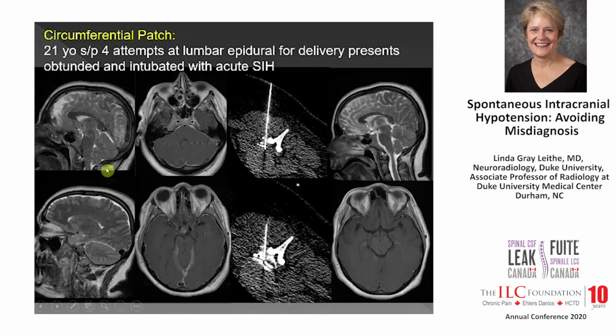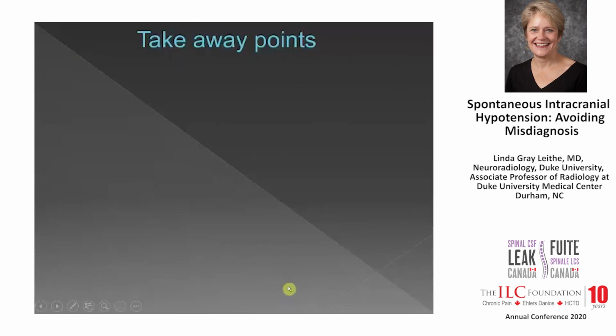This was a 21-year-old who actually presented with acute intracranial hypotension after 4 attempts of a lumbar epidural catheter placement. Here you can see all the findings of intracranial hypotension with sagging and dilatation of the venous sinus and dural enhancement. When she came down to us, she was intubated and actually obtunded. Through this transforaminal approach, we could get a circumferential patch here, and 2 days later, her brain normalized and she left the hospital with her baby.